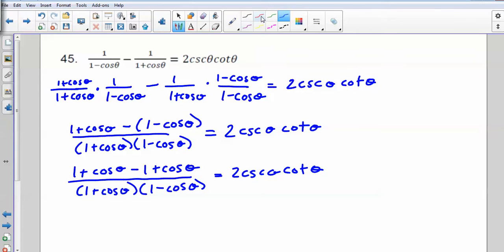Okay, so 1 minus 1, those cancel. 1 and negative 1. But the cosine and the cosine, that makes a 2 cosine. So I have 2 cosine theta on top. On the bottom, I'm going to multiply. 1 times 1, 1 times negative cosine, cosine theta times 1, and cosine times negative cosine gives me minus cos squared theta.